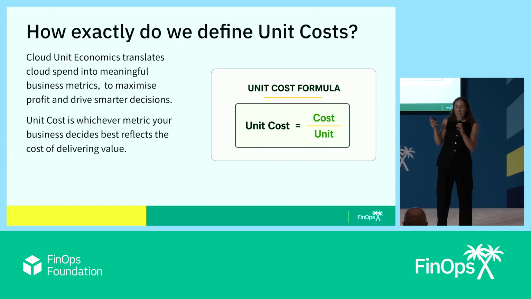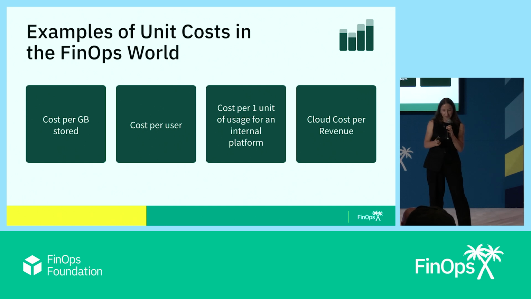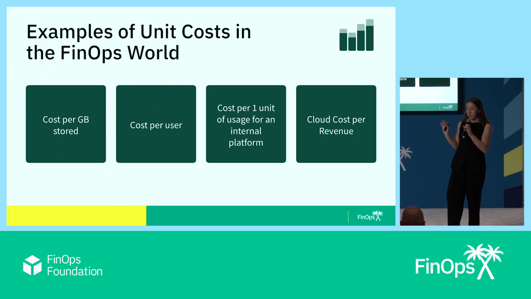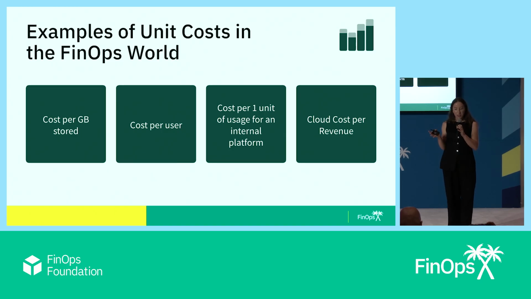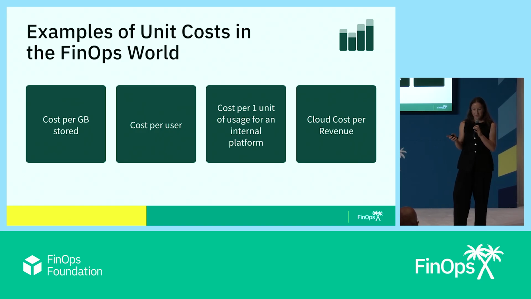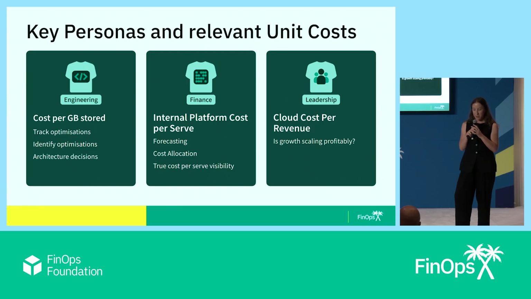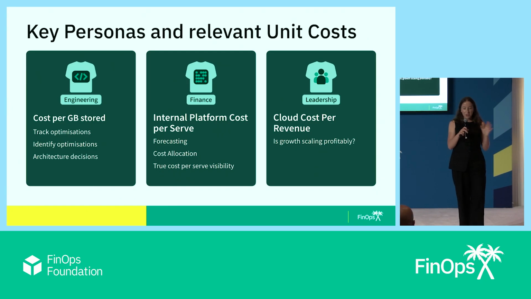So in order to take that down, let's have a look at some more clear examples. In the FinOps world, you might have come across any of these four examples: something like cost per gigabyte stored, cost per user, cost per usage for an internal platform, or cloud cost per revenue. They're all in completely different areas of the business, but they're all unit costs. So how we can start thinking about unit costs is having a think of the key FinOps personas. There's engineering, there's finance, leadership, product, they're all around us.